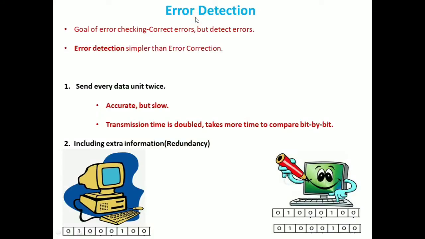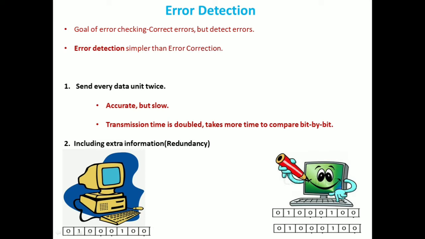Error detection. In this lecture we will be discussing how we are going to detect a particular error. What are the different types of error detection techniques? Let us start. Our goal of error checking is to correct the errors, but most of the time we need to detect the errors also. Error detection is simpler when compared to error correction. Error correction techniques we will be seeing later, but our discussion for now is limited to error detection.